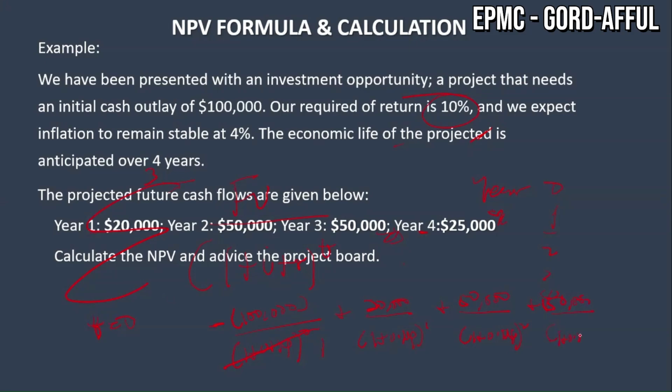1 plus 0.14 raised to the power 3, plus year four is 25,000. These are net cash flow. Don't forget, we've taken out the expenses from the income. So you have 1 plus 0.14 raised to the power 4. Then you put all of them together, okay? Put all of them together and it will give you the answer.